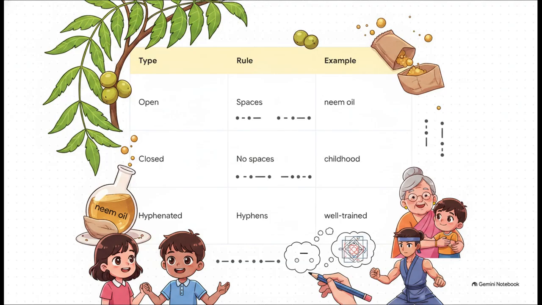There are actually 3 different types of compound words, and the secret to telling them apart is all about the visual spacing. First, we have open compound words. The rule here is simple. There is a literal physical space between the words, like neem oil or seed powder. Second is closed. This is when the words are just smashed right together, no spaces at all, like childhood or grandmother. And the third type is hyphenated, where a little dash or hyphen connects them. Words like thought-provoking or well-trained. Just pay attention to the spaces, and you'll master this in no time.